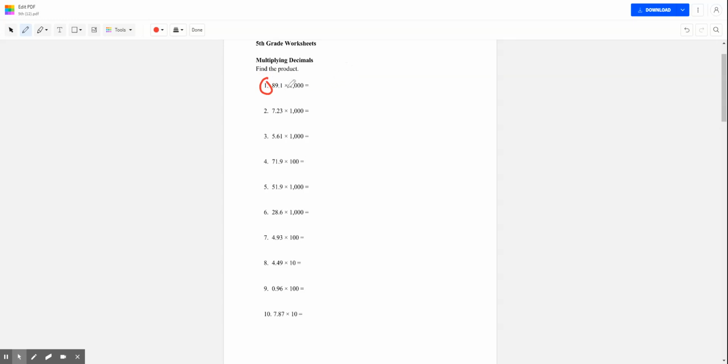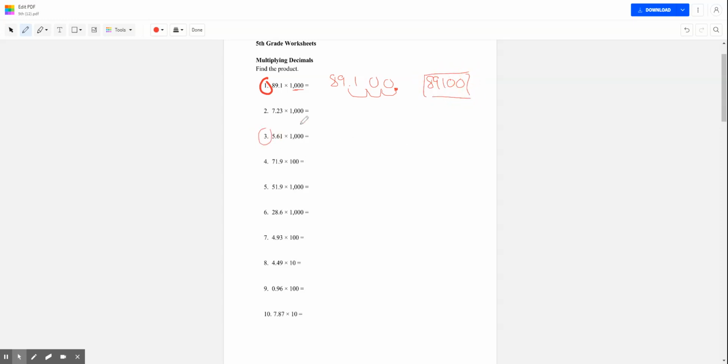So let's look at number one. It's 89.1 times 1,000. And we see that there are 3 zeros on 1,000. So we're going to move the decimal point to the right 3 times. So if you move it 3 times, 1, 2, 3, it becomes 89,100. So that's the answer for number 1.